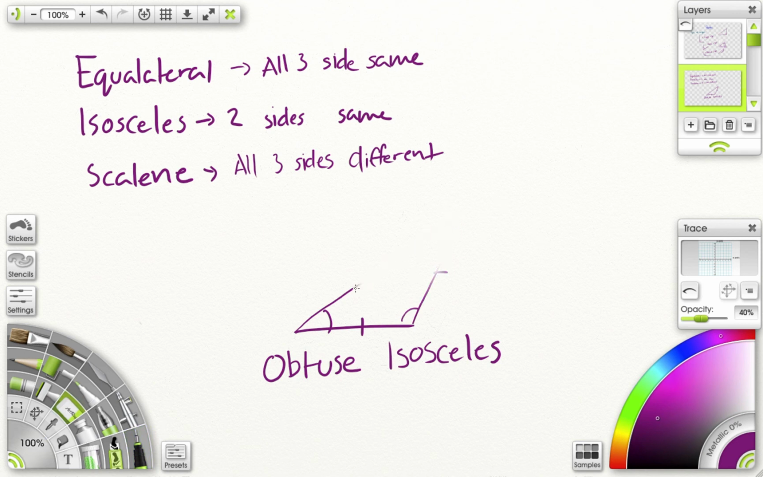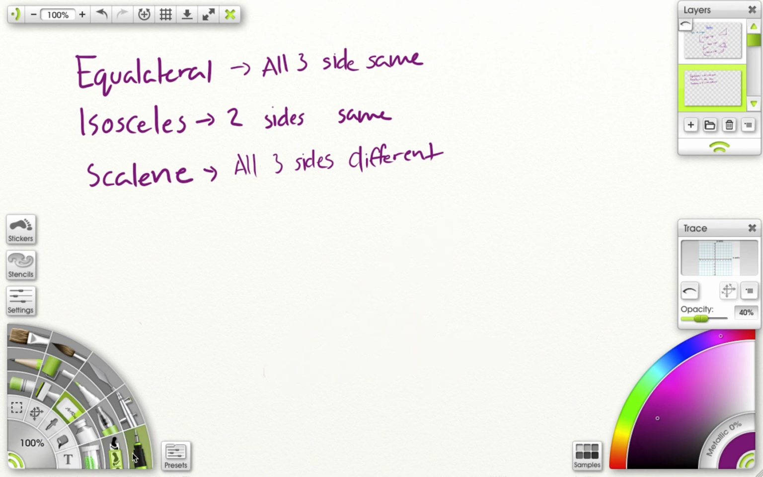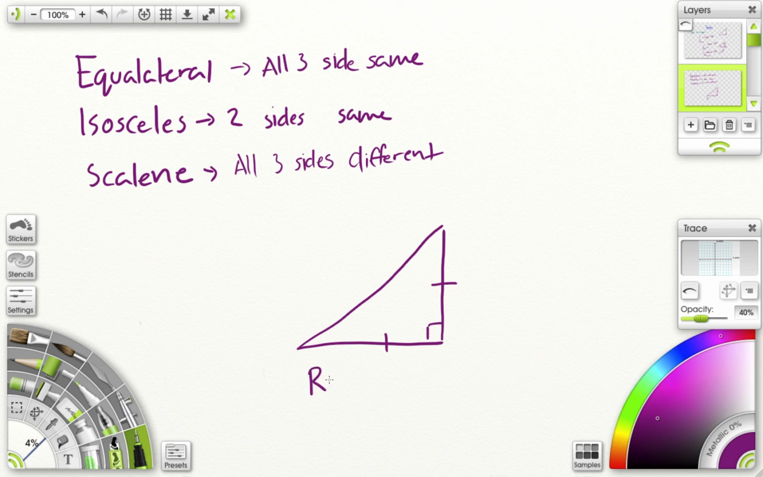We're going to do one more example. So now we have a right triangle. We can tell because of that little box there. So right off the bat, I know this is a right triangle. And I know it's an isosceles because two sides are the same length. So it's a right isosceles.